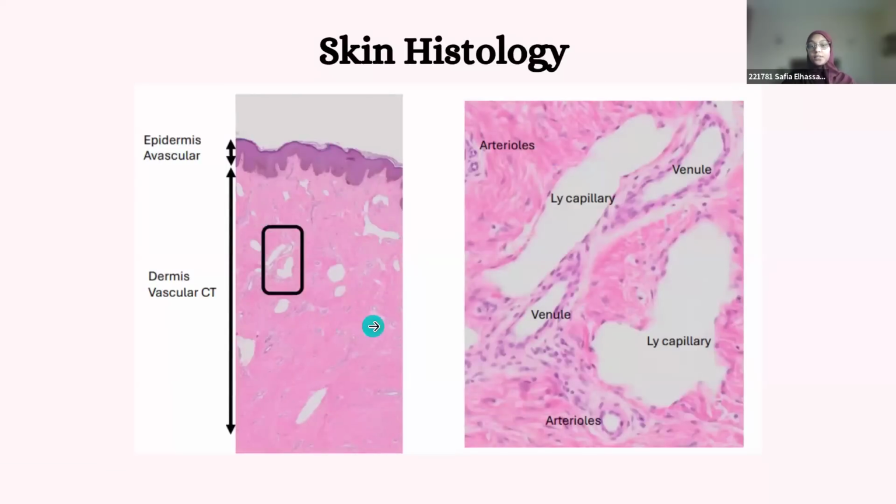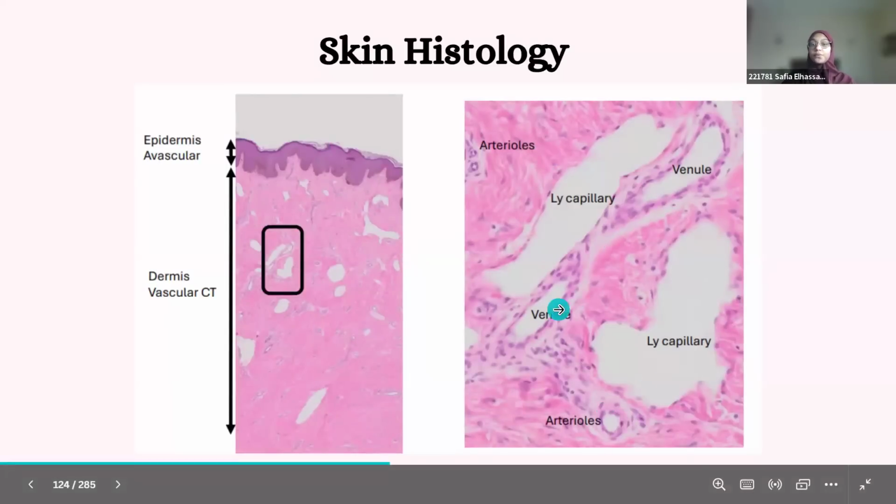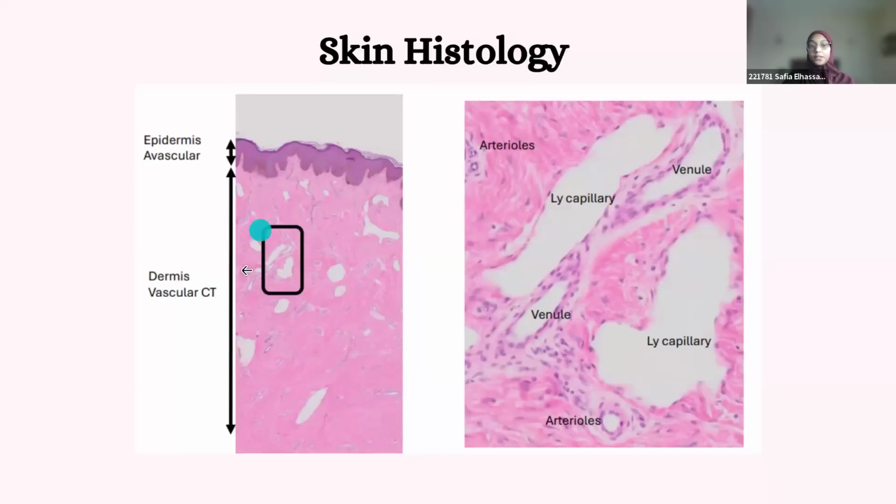Right, and this is just a slide that shows you arterioles, venules, and lymphatic capillaries. So again, this is a little bit deeper into the dermis, it's not up here. And the arterioles that branch out here and they make capillaries, those capillaries are responsible for keeping the avascular epidermis alive.